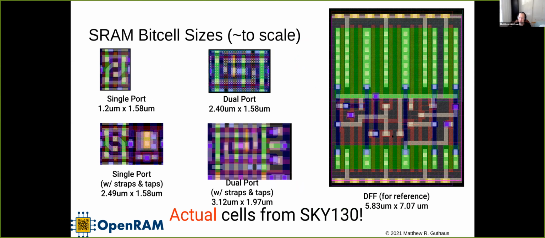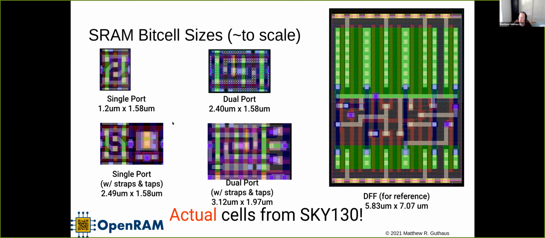Here's an example of kind of the Skywater technology. On the left, I have basically the actual bit cells from that technology. On the right is a DFF from the Oklahoma State library for Skywater. So that's, I forget how many tracks tall, and we see roughly a 5 to 6x smaller SRAM bit cell compared to a DFF.